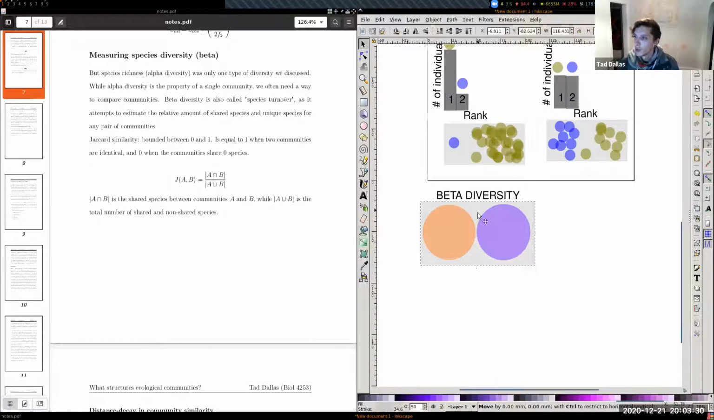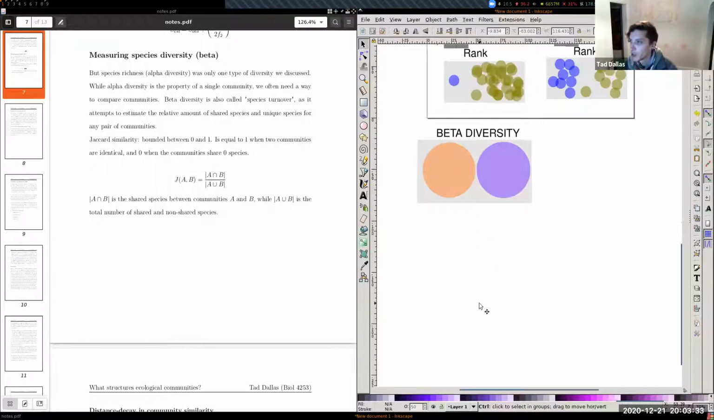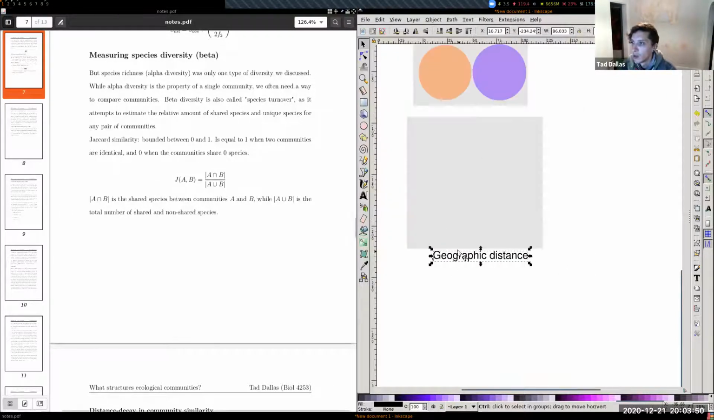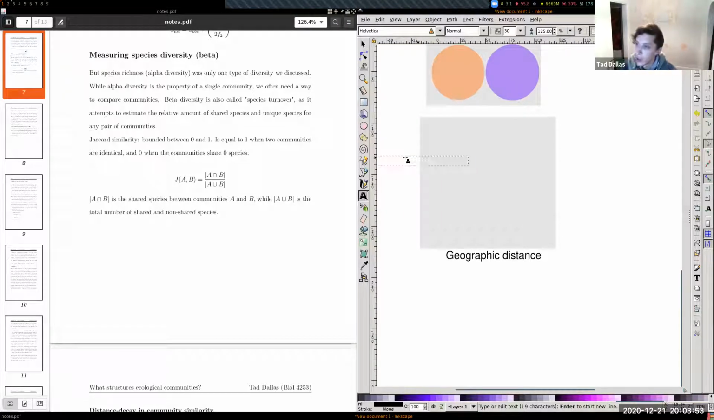And so let's try, no, I'm going to leave that up there. I'm just going to copy it. Let's draw this out or sketch this out. All right, and so this is a plot, and the x-axis is going to be the geographic distance between sites. And the y-axis is going to be similarity, as we defined it using the Jaccard index, which means 1, communities are identical, 0, communities are entirely different.